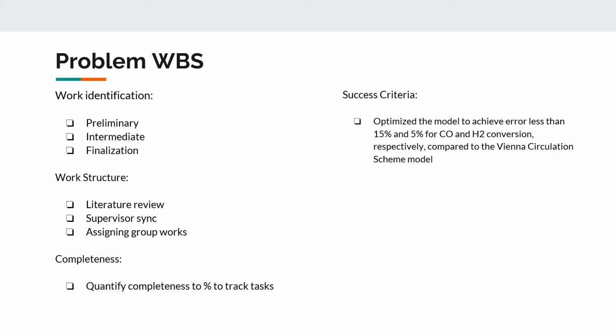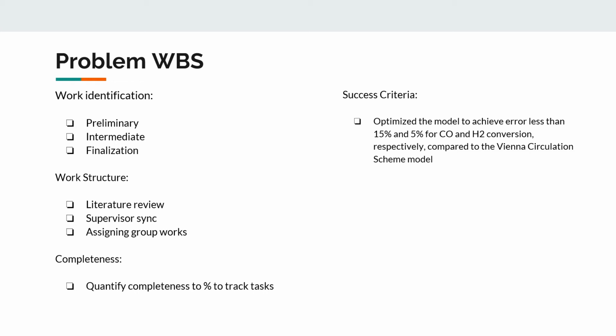We will have bi-weekly meetings with our supervisor to sync up on our progress, and then we assign corresponding group work to each member of the team. In order to track completeness, we quantify that by assigning a percentage to each task.